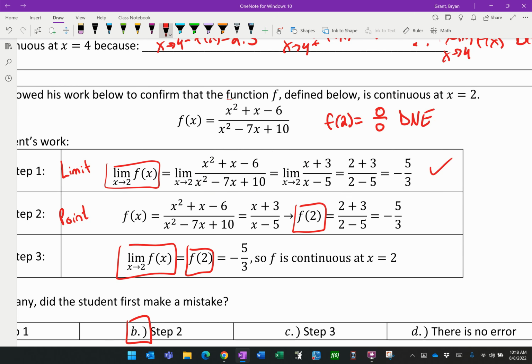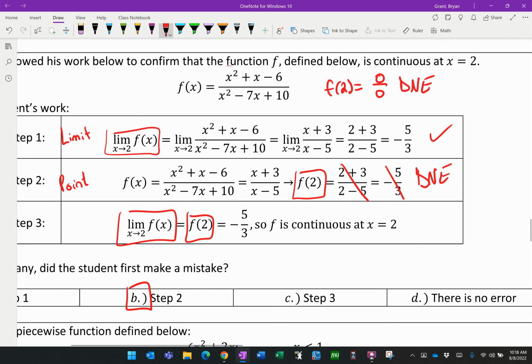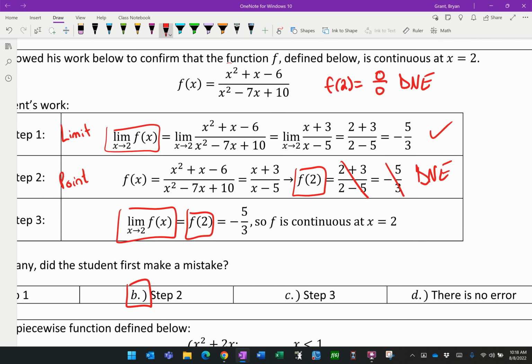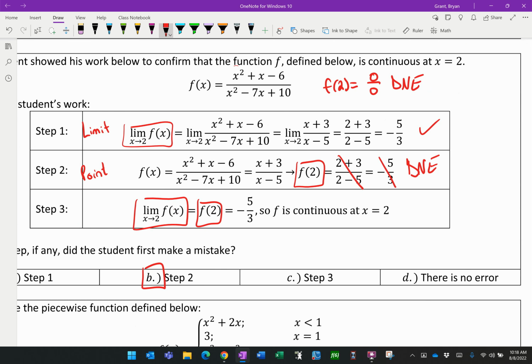So f of 2 actually does not exist. There is no point at 2. And so, because the point doesn't exist, step 2 is the issue. Now, some people would say, well, doesn't that mean step 3 is also a mistake because the limit doesn't equal the point? And that's true, but that said, where did they first make a mistake? And as we read top to bottom, I think step 2 is certainly the incorrect part. Okay? This graph, because we were able to cancel out the issue at 2, would actually have a hole at 2. There'd be no point at 2 at all.